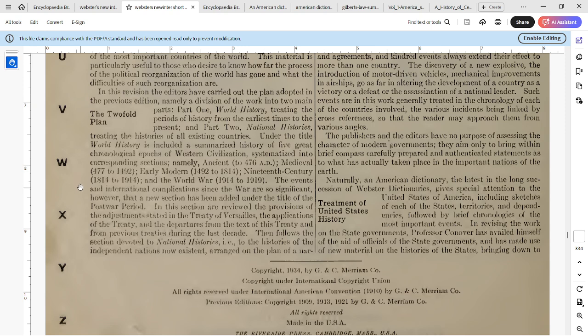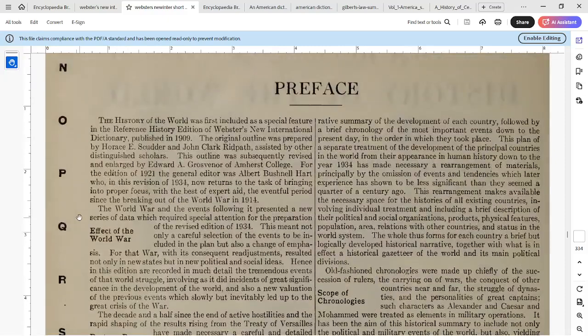The events and international complications since the war are so significant, however, that a new section has been added under the title of the post-war period. In this section are reviewed the provisions of the adjustments stated in the Treaty of Versailles, the applications of the treaty, and the departures from the text of this treaty and from previous treaties during the last decade. Then follows the section devoted to national histories, that is, to the histories of the independent nations now existent, arranged on the plan of a narrative summary of the development of each country, followed by a brief chronology of the most important events down to the present day in the order in which they took place.